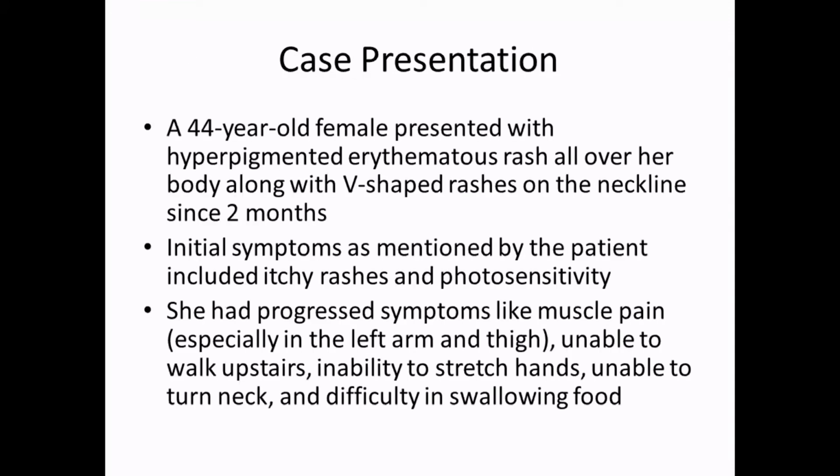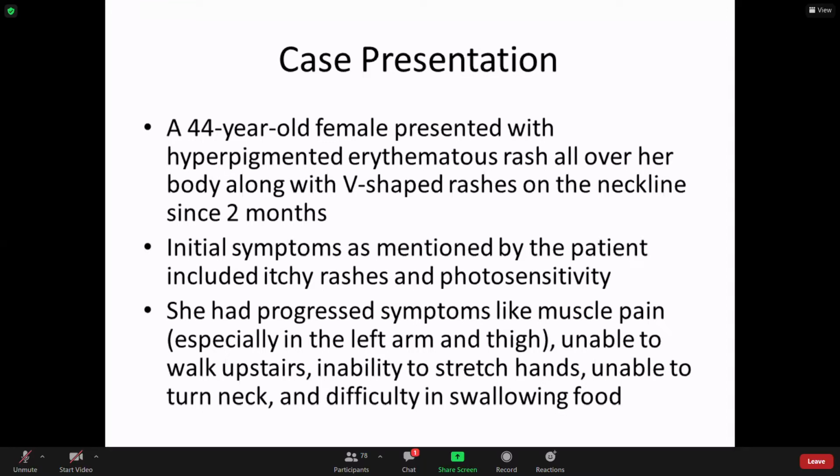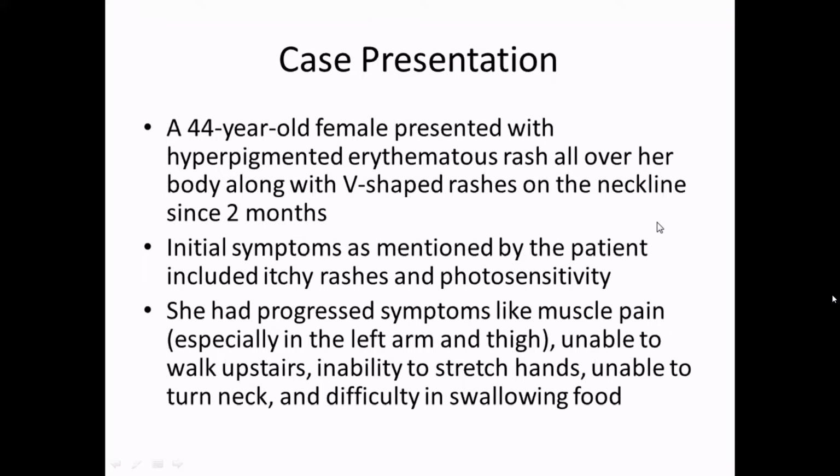So this is a case presentation. Let's see who can answer. A 44-year-old female presented with hyperpigmented erythematous rashes all over her body, along with V-shaped rashes on the neckline since 2 months. Initial symptoms, as mentioned by the patient, included itchy rashes and photosensitivity. She had progressive symptoms like muscle pain, especially in the left arm and thigh, unable to walk upstairs, inability to stretch hands, inability to turn neck, and difficulty in swallowing food.